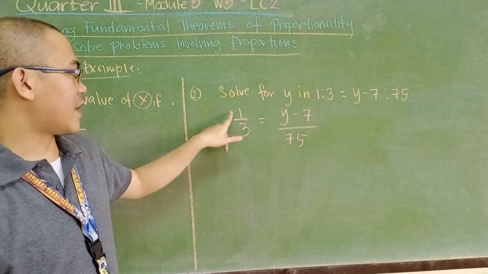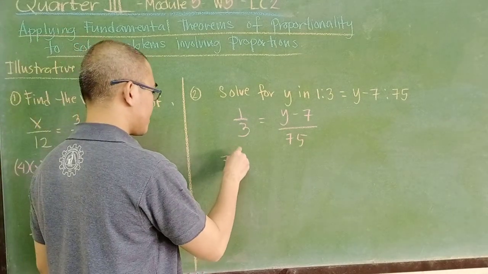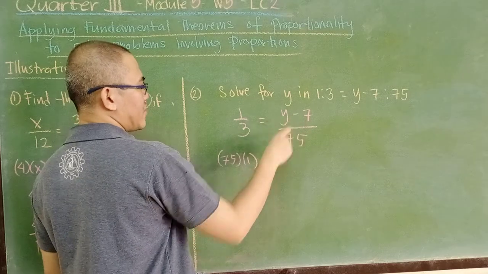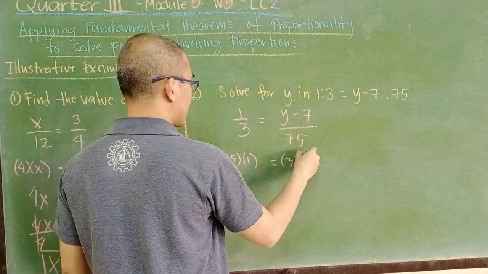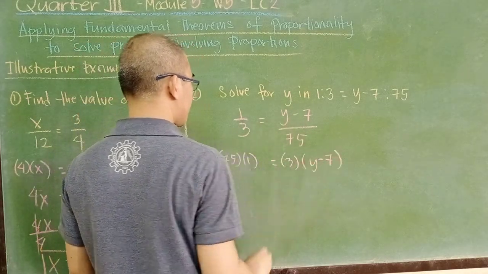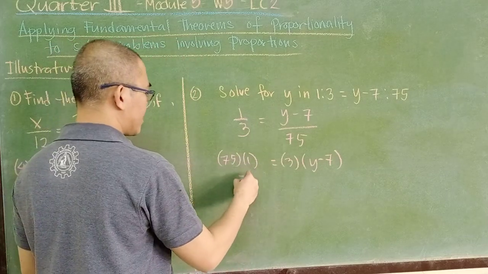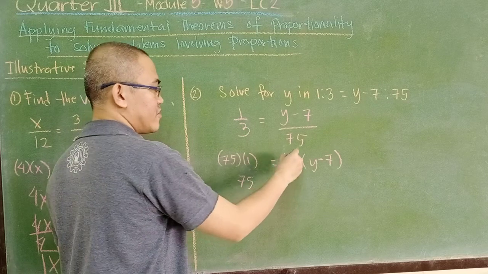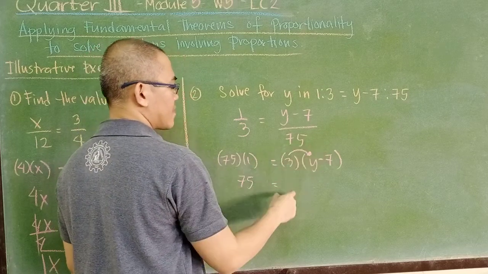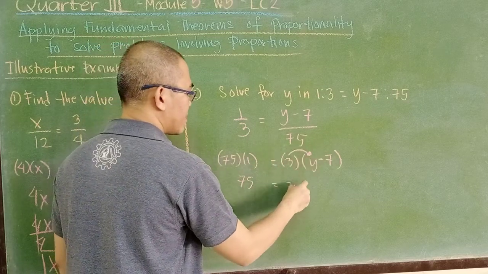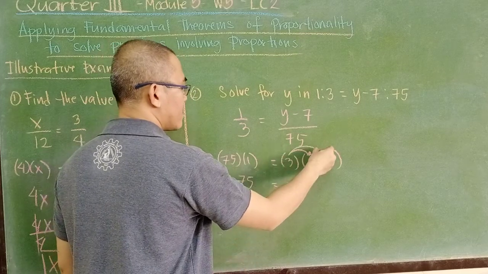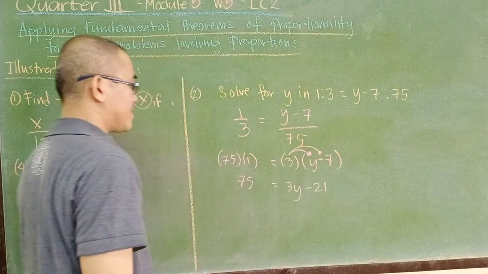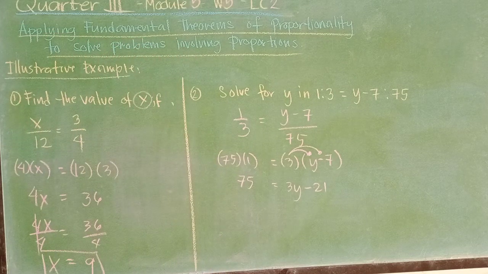So 75 times 1 is equal to 3 times y minus 7. So 75 times 1, that is 75. Then distribution method, 3 times y, that is 3y. 3 times negative 7, that is negative 21. Next.